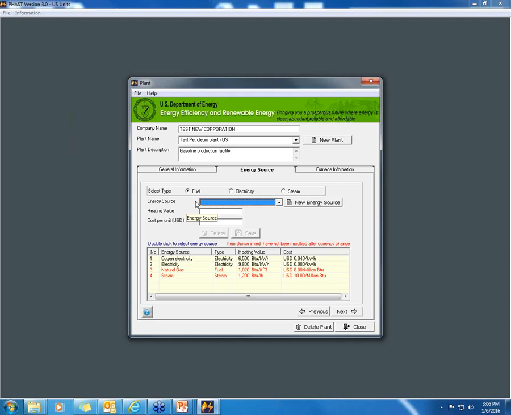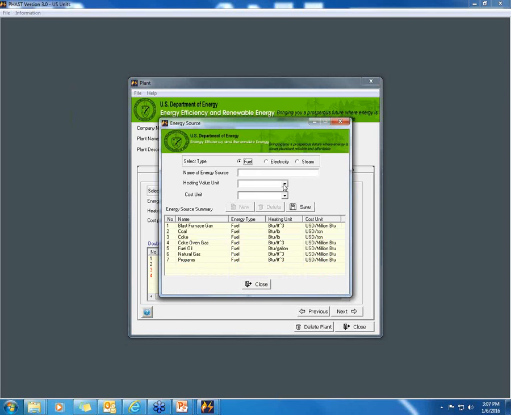You will go to the energy source tab, and in the energy source tab, whatever energy sources you are using in this plant, we make sure we enter heating value related data, and then unit cost of those different sources. So by default, you will see you have electricity, natural gas, steam, but let's say your fuel is missing in this list. What you need to do is create a new energy source.